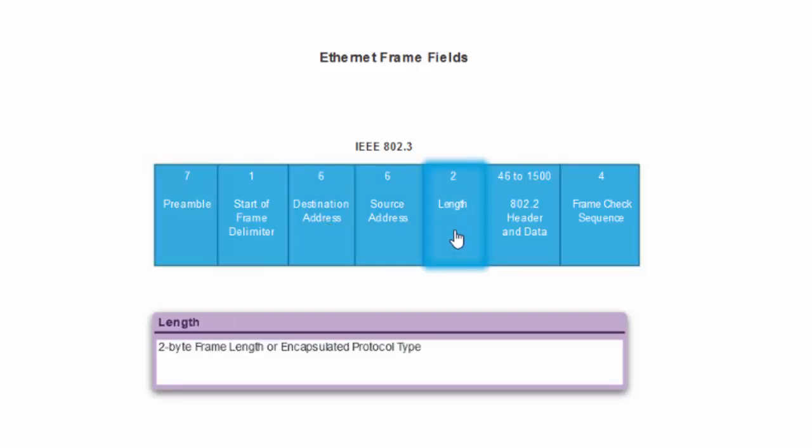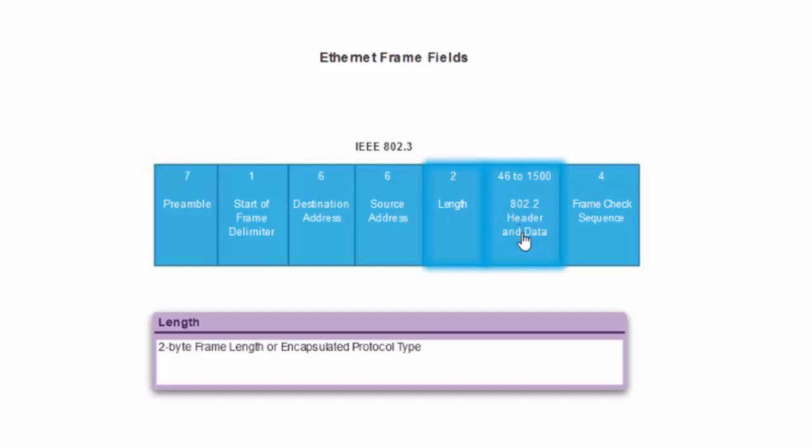The length field is used to represent the length of the data field, and it is sometimes used by the standards to indicate the protocol identifier of the network layer. So it's actually used for two purposes. One is to indicate the length of the data part of the frame, or it's used to indicate the protocol in the higher layer.